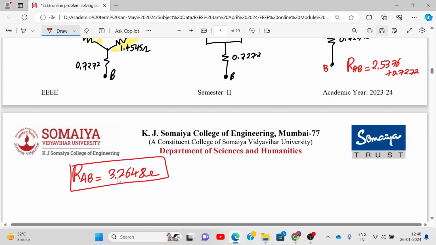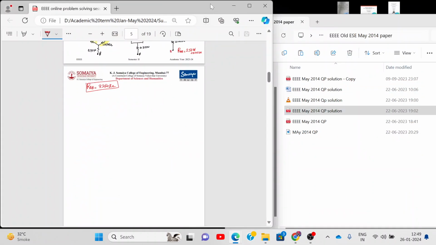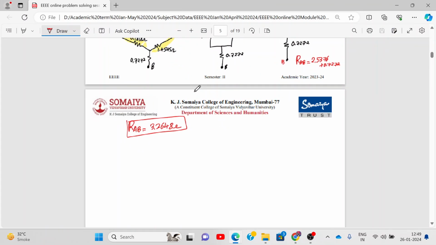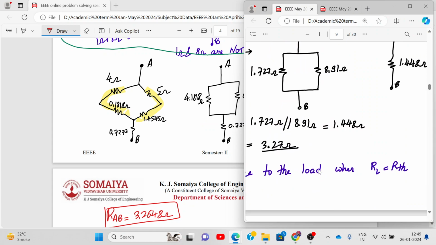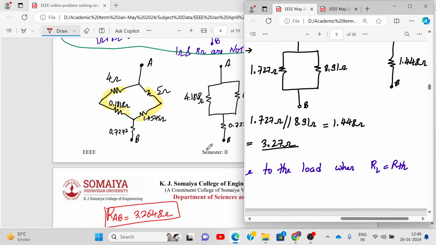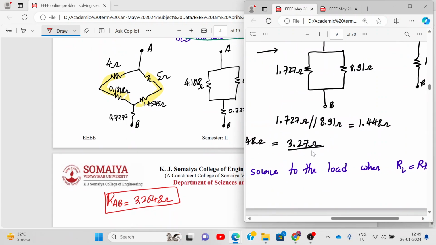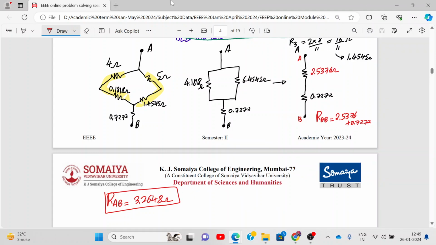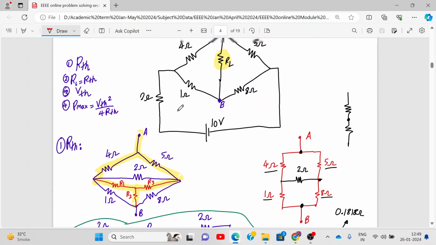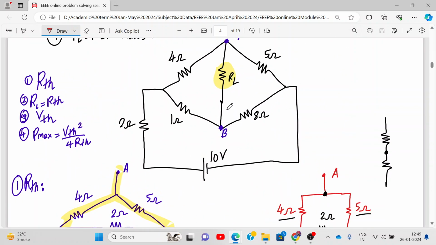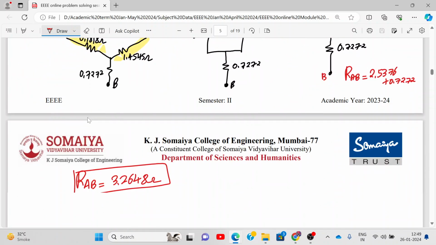Let me cross check with the old answers. If it is correct, then we are on the right track. Sorry for this. We are getting 3.27. Earlier I had solved it and approximated it, but 3.2648 is absolutely correct. Okay. So we have taken a lot of time for star delta for RL equal to RTH. Sometimes it happens.